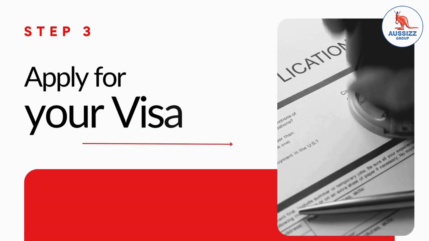So, which is simply multiplying by $1,200 into the number of years. The next step is to apply for your visa. Now, you can choose to apply for your visa on your own, or your employer can also choose to apply and pay for the visa.